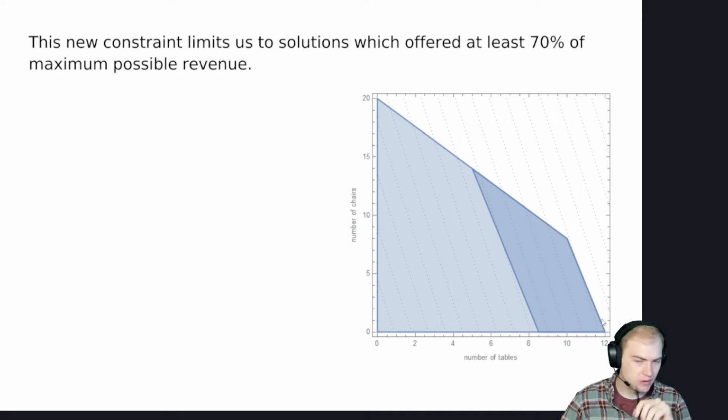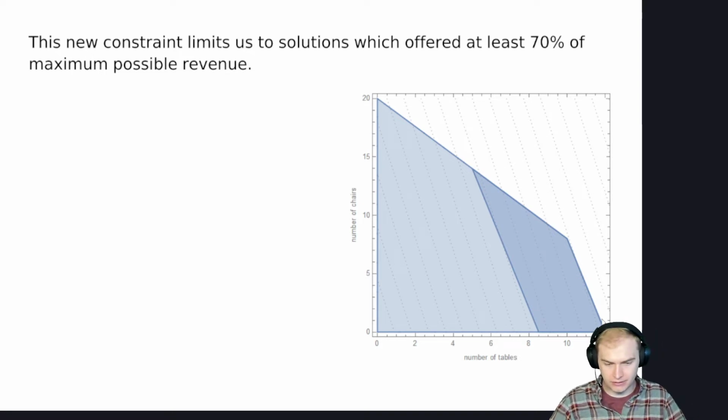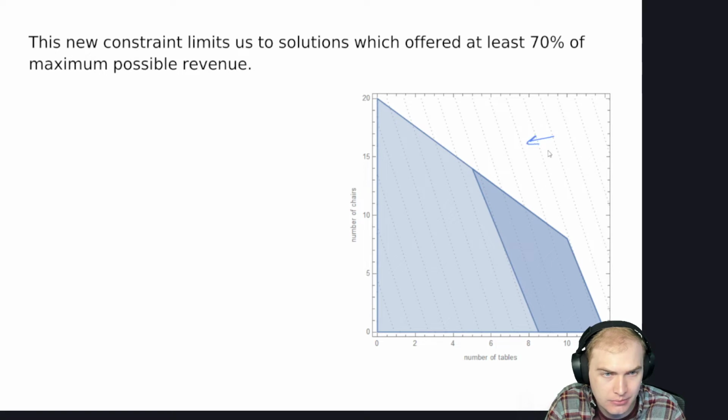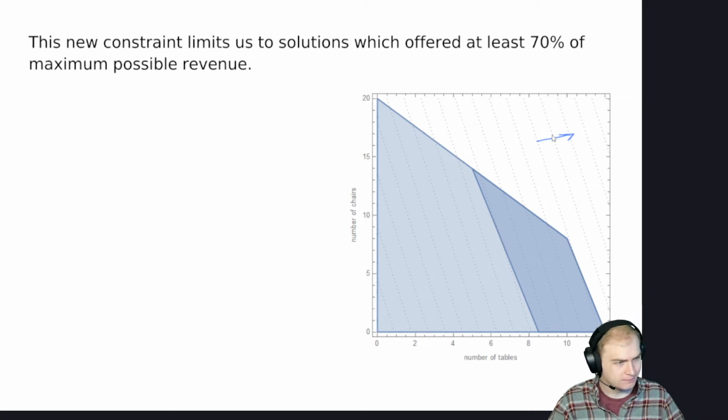And you can see that it restricts our feasible region. And again, I've drawn the contours of the waste function. Here it's a minimization problem, so the gradient is this direction, but we want to go against the gradient. We can see that this solution here is optimal.